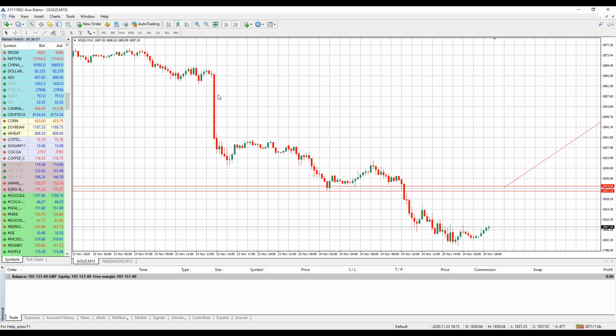So where would your take profit be? If you're bullish on gold, maybe you say all the way back up here. You think it could retrace this rapid drop back up to this old support level.